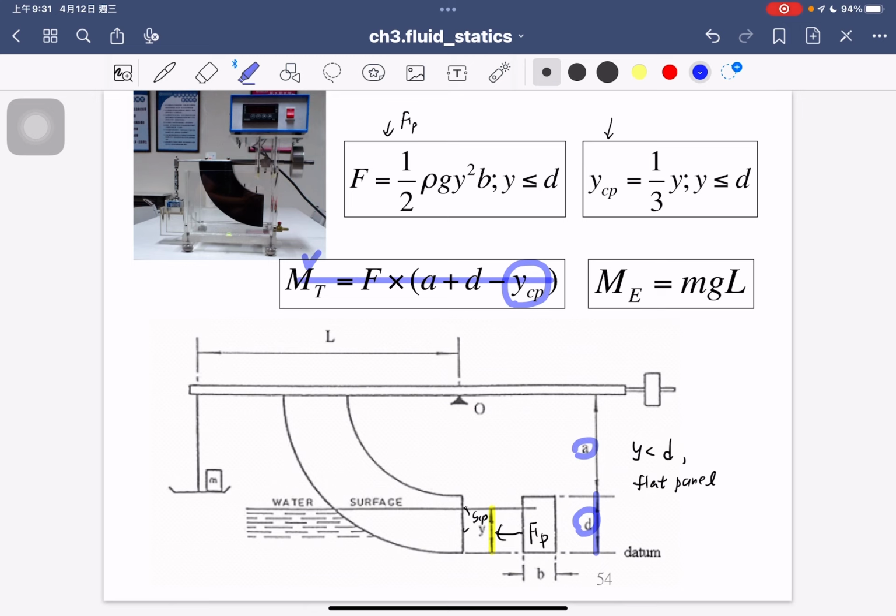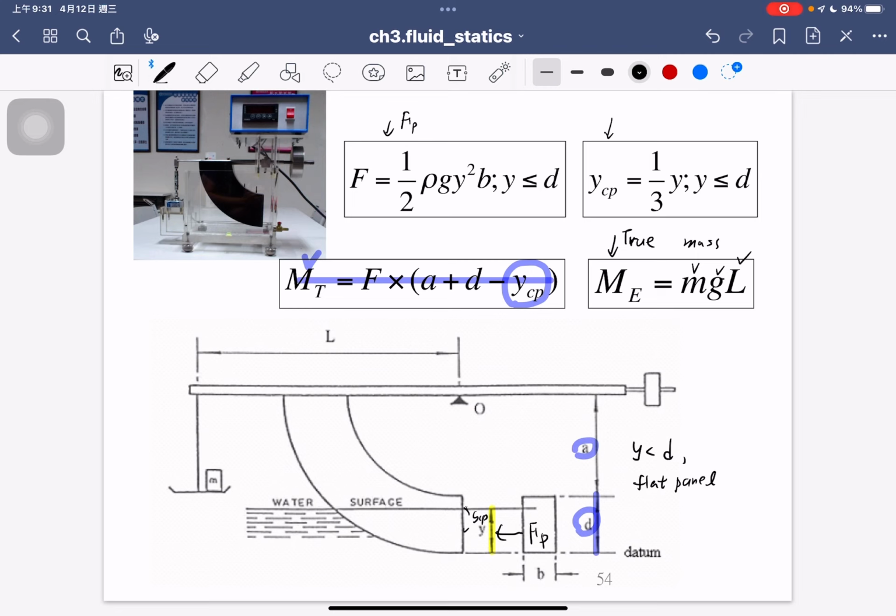Okay, and what is the true moment? You see the true moment is equal to M, the mass, and the gravity g, multiplied by the length, L.